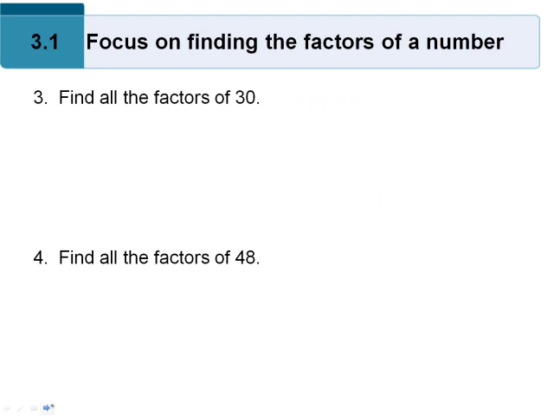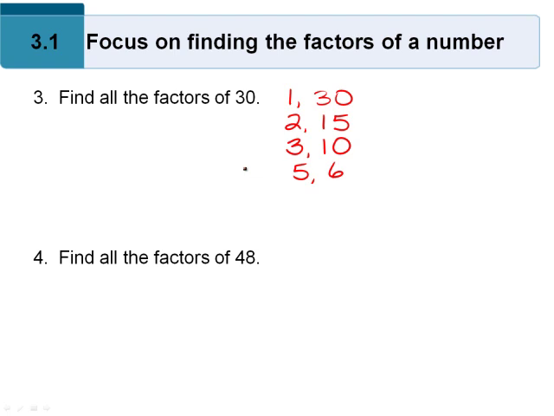All right, here's the next one. Find all the factors of 30. So once again, start with 1. 1 times 30. 2 goes 15 times. Then we try 3. 3 times 10 is 30. 4 does not go into 30. 5 goes 6 times. And then the next number, 6 times 5, that's a repeat, so we're done.